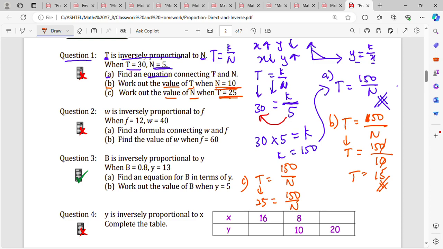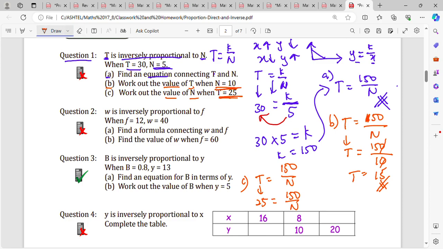Now we need to find n, meaning that you need to make it on just one side. But currently n is under the fraction. You cannot simply move 150, cannot straight away move 150. Why? Because n is at the bottom. If 150 is at the bottom while n is at the top, you can move it. But now n is at the bottom, so that means you need to move n first.